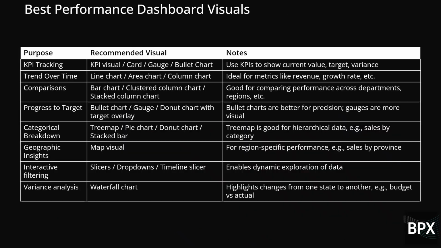Choosing the right visuals is essential for delivering insights effectively. Use KPI cards, gauges, or bullet charts to track performance against targets. Line and area charts are ideal for showing trends over time, while bar and column charts help compare metrics across categories. Bullet charts and donut visuals show progress toward goals, and tree maps or pie charts break down data by category. For geographic insights, map visuals reveal regional performance.